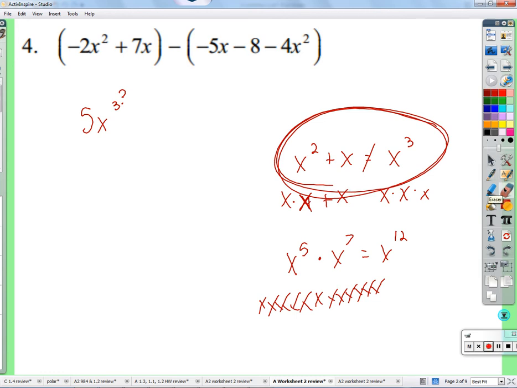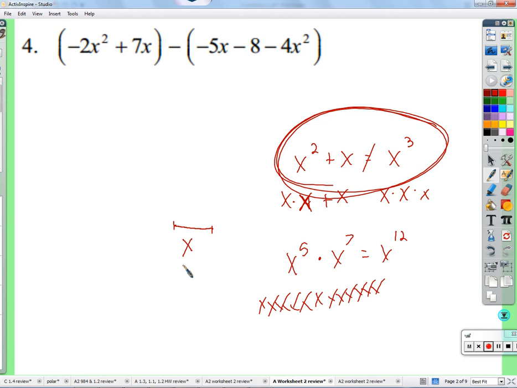So back to the parentheses, can we put those together? Can we add those terms together in any way? I have a negative number of x squareds, I have a positive 7 number of x's. You know what? Those are just two different things. Did we talk about how they're on different dimensions? Okay.